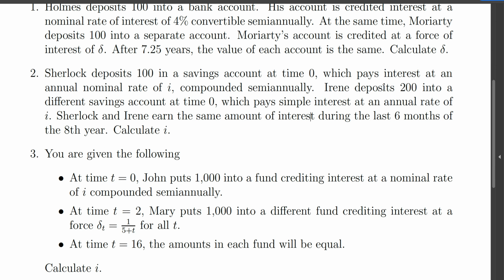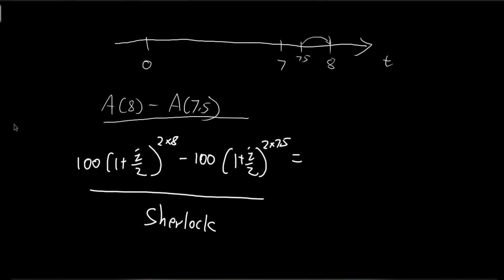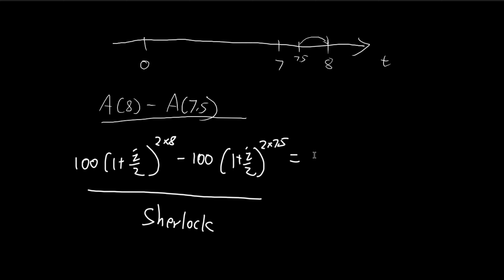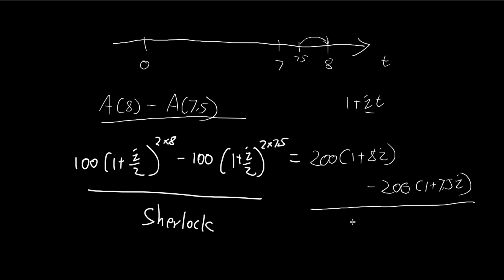Now take a look at Irene. Irene deposits $200 and she's earning simple interest at a rate I. So at time 8, for simple interest the formula is 1 plus IT, right? Her interest rate we're not given, we're only given that it's equal to I, and for time, in this case, it's 8, so 8I. And then minus (1 plus 7.5I). So this is the amount of interest that Irene earns. Just remember, this is the amount of interest earned in this time span.